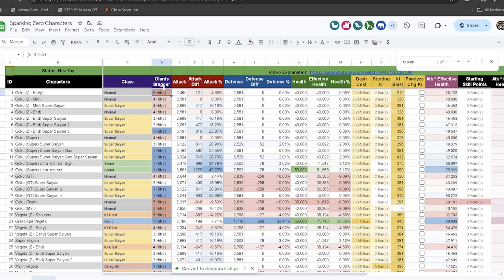So giant stagger, this is how many hits this character has to do in order to stagger a super armor character or a giant. So this, Super Saiyan God, it's 1 hit. This character's 3 hits. This character's 4 hits. So far. Yeah. All right. So now we go over classes. Now, what do these classes mean? These classes are multipliers for your base stats.